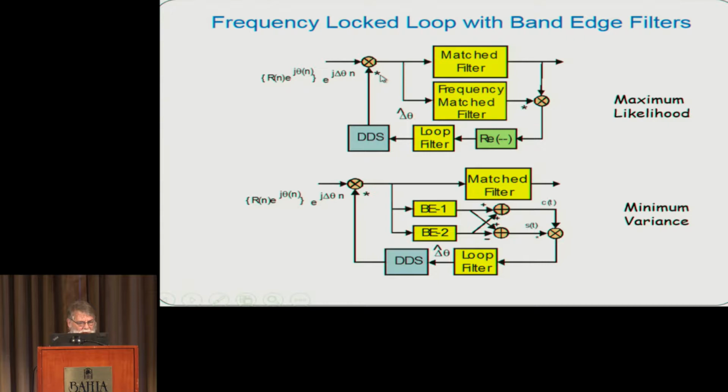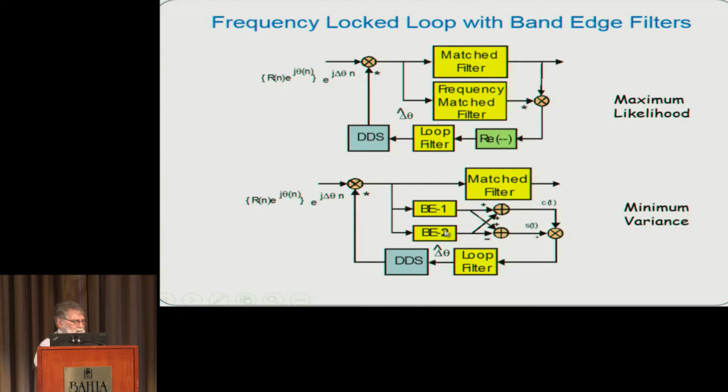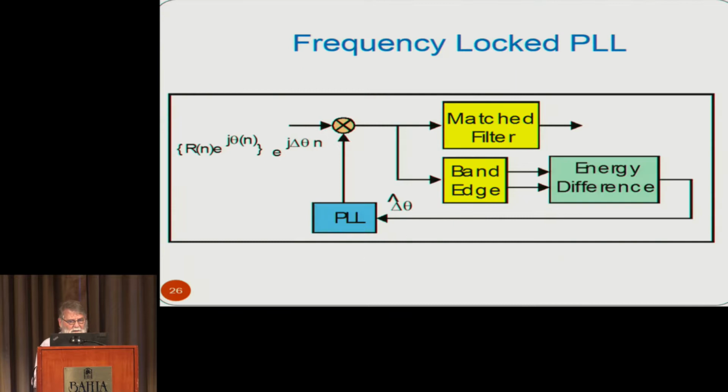Now, while this works, it happens to be maximum likelihood, but it's terribly noisy. There's a variation of this I call minimum variance, which says I'm going to take those two band edge filters, separate them, generate the sum and difference, which I'll show why in a moment, then do the conjugate product of those instead, and use that parameter to control the frequency offset. So this is my model of a frequency lock loop for frequency offset, but we're supposed to be talking about timing recovery. Why am I wasting your time doing this? Because you have to see what this filter looks like before you see how it's applicable to time.